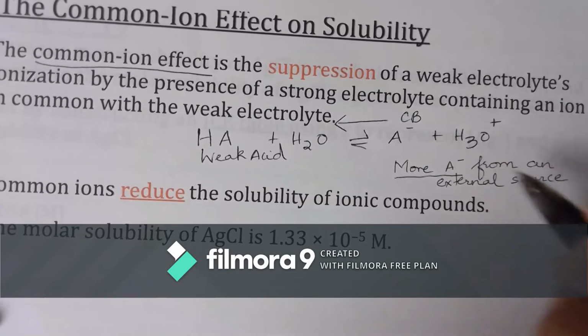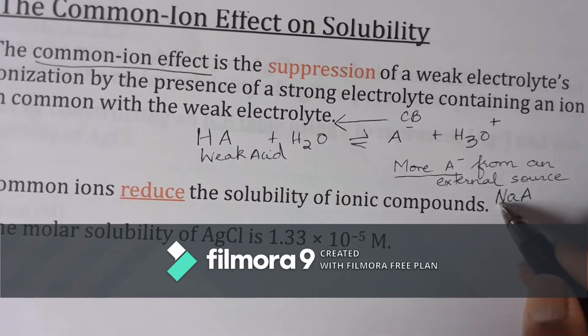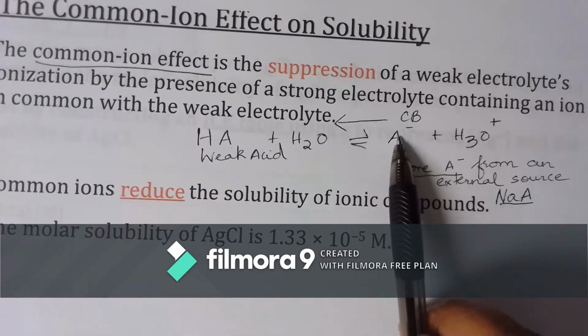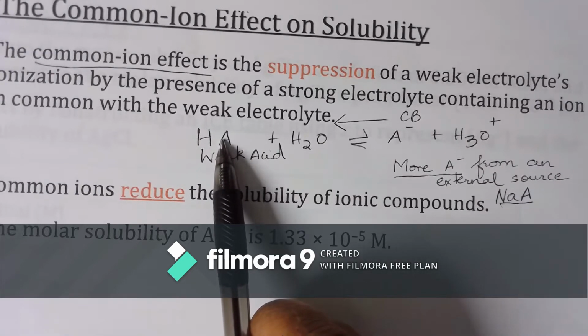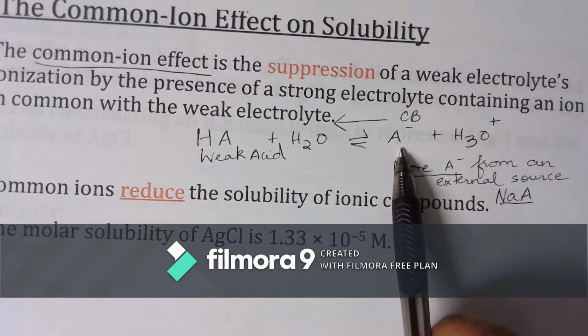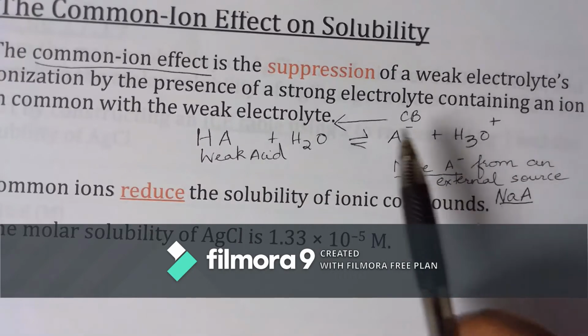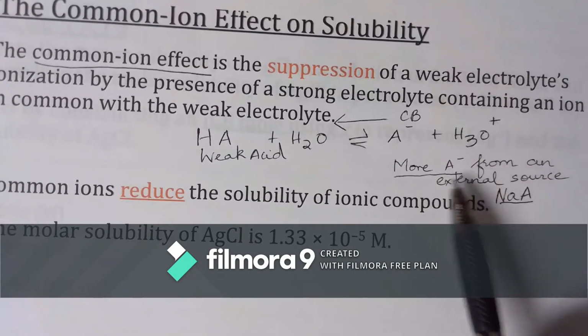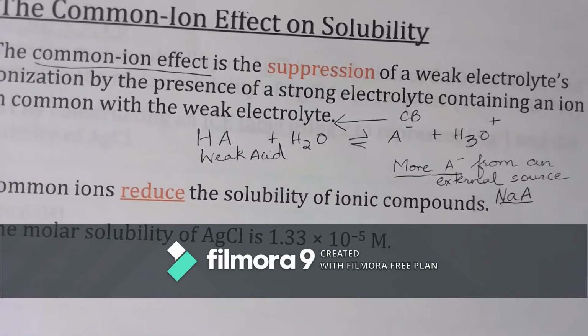So you're adding from an external source. So you can add sodium acetate, for example, or sodium formate. This is a strong electrolyte, but it produces the ion that comes from the weak electrolyte here. You understand the statement? So you're adding more of the A minus, which is the conjugate base of this weak electrolyte. And how do you add more of the A minus? More A minus is going to come from adding a strong electrolyte that contains A minus. Okay, so you need to understand the dynamics of this even to understand buffer action.